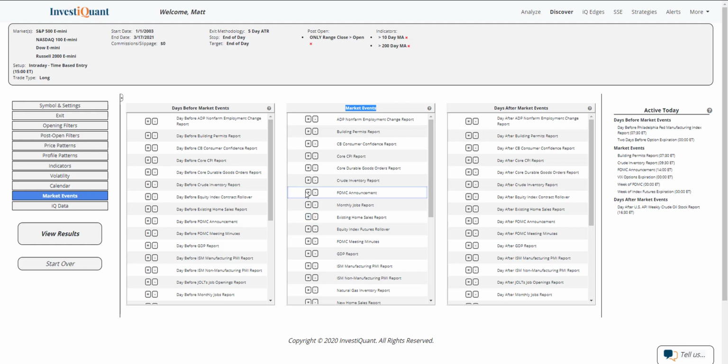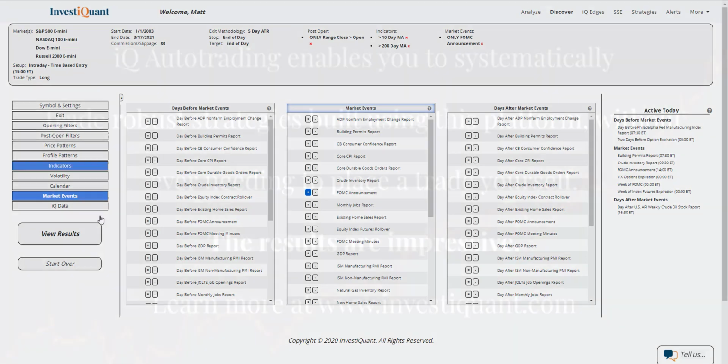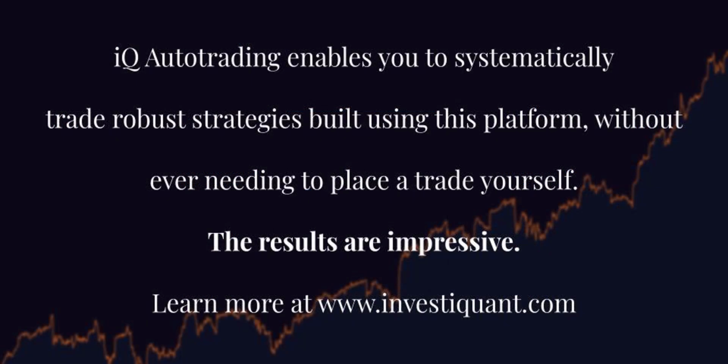And I can go to FOMC announcement, hit equals next to it. That adds it to the test up here. I could also just grab it from that active today section. And now I can hit view results.